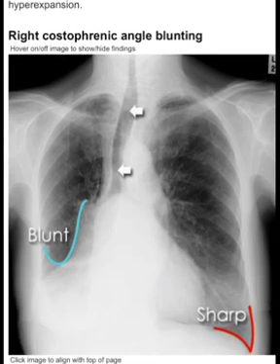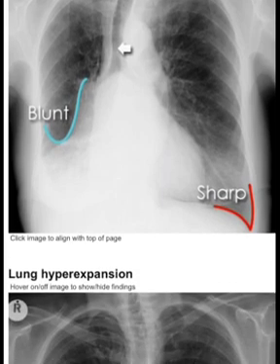Right costophrenic angle blunting. The left costophrenic angle is sharply defined, that is normal. The right costophrenic angle is blunt, that is abnormal. There is volume loss in the right hemithorax with corresponding shift of the mediastinum and trachea to the right, that is the aorta. Note this: pleural effusions do not cause volume loss.